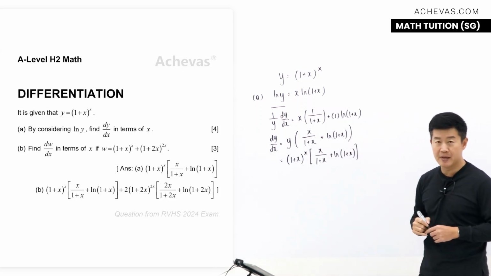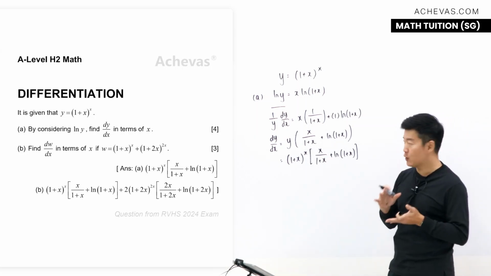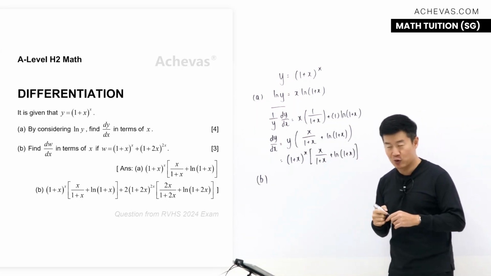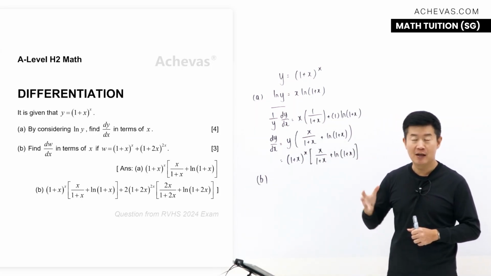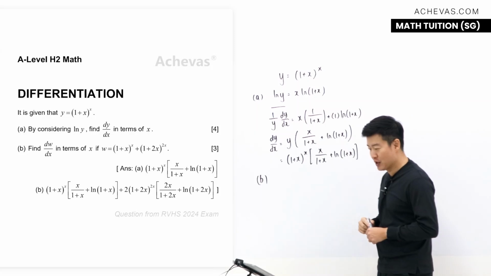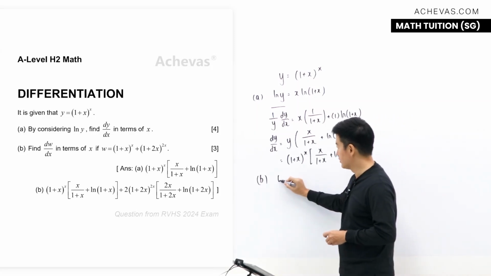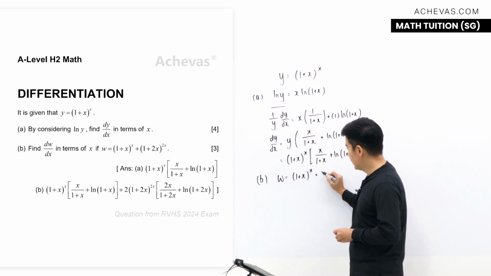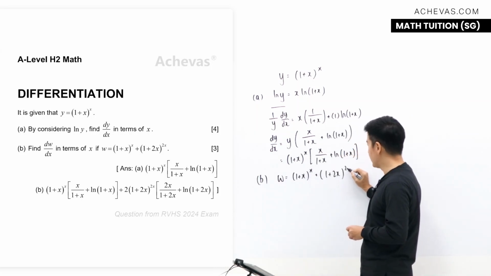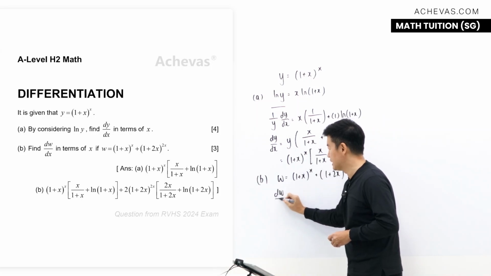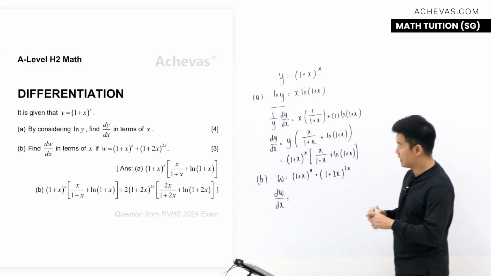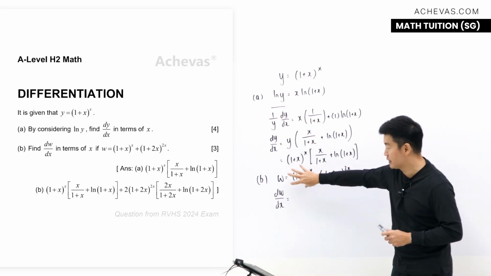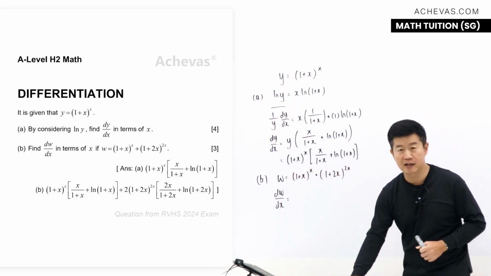Let's move on to b. I think it is actually quite interesting, something that really digs deep into our core understanding of differentiation all the way back to our secondary school. We are supposed to have w equal to (1 plus x) to the power of x, then (1 plus 2x) to the power of 2x, and we are supposed to find dw dx, which means we are differentiating the left-hand side with respect to x, and the right-hand side with respect to x also.